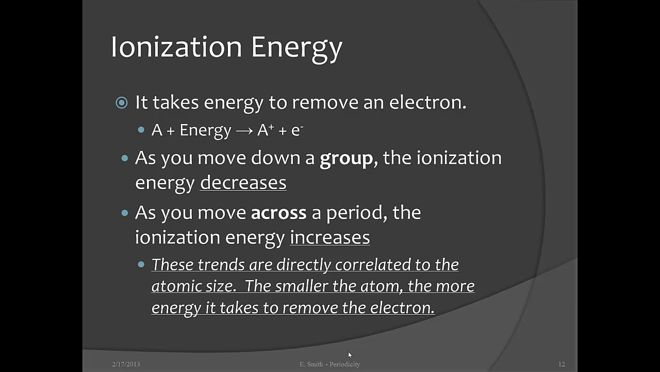Now, as you move across a period, the ionization energy actually increases. This is because the size of the atom is getting smaller. The smaller the atom, the more energy it takes to remove the electron.